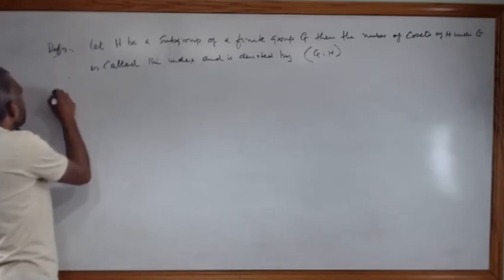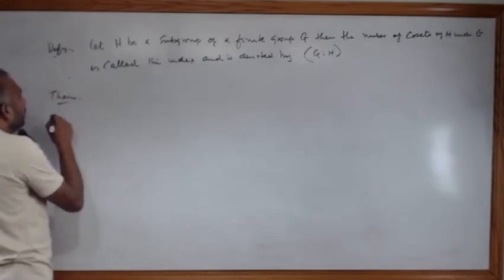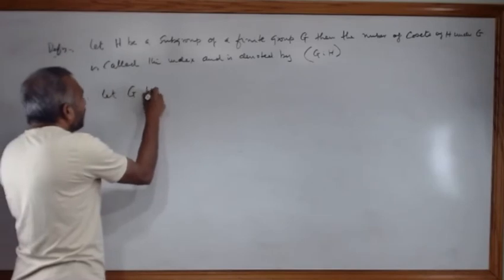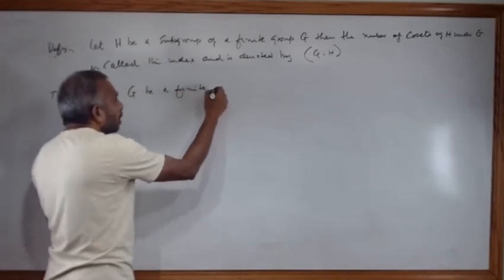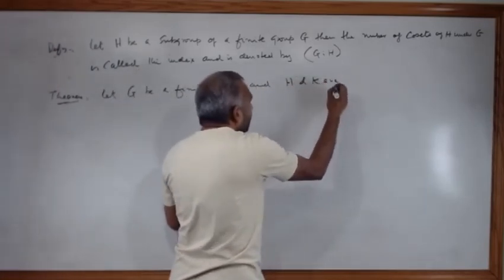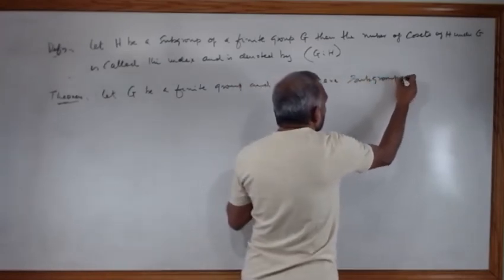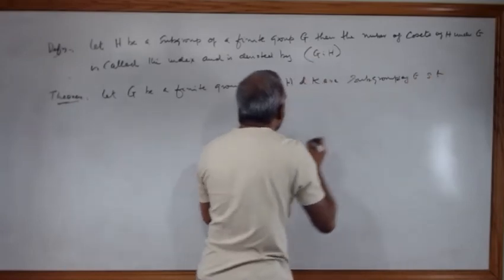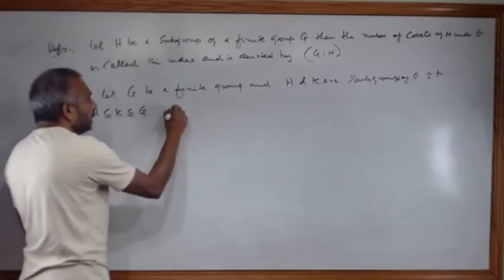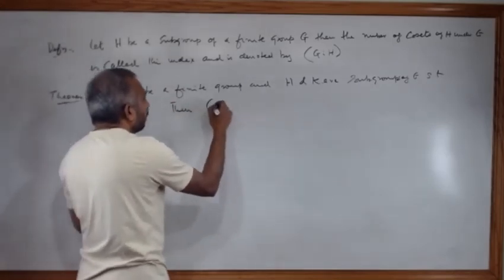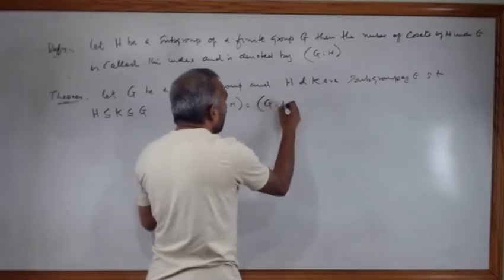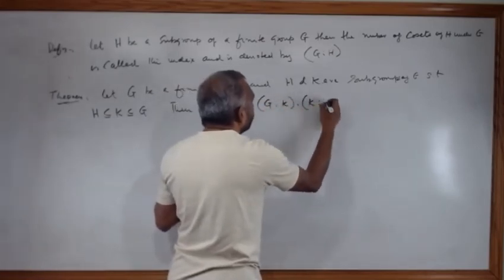Now there is a very simple result. Let G be a finite group and H and K are subgroups of G such that H is a subgroup of K is a subgroup of G. Then the index of G over H is equal to the index of G over K times index of K over H.